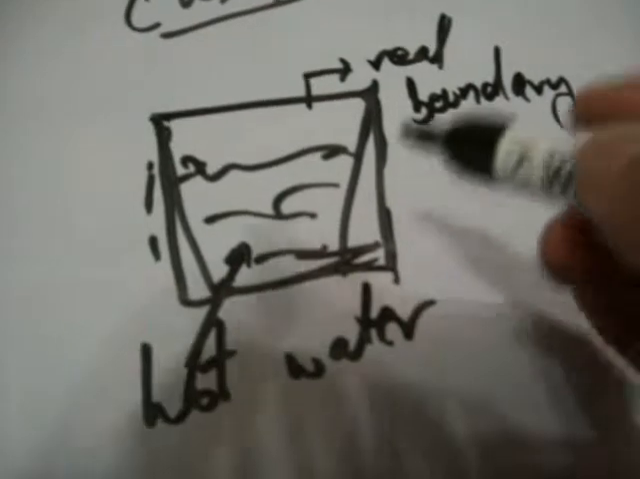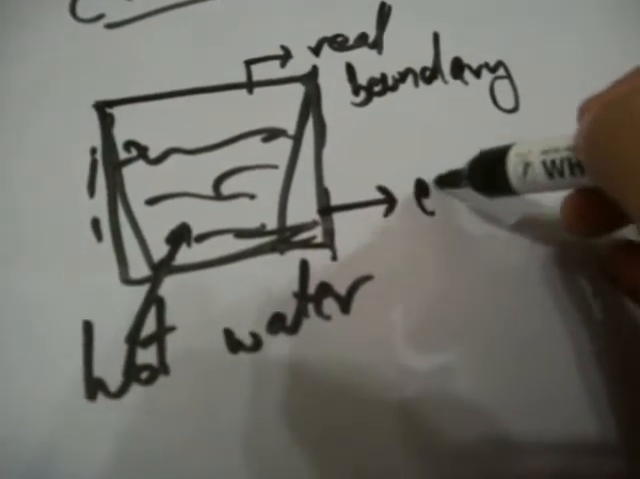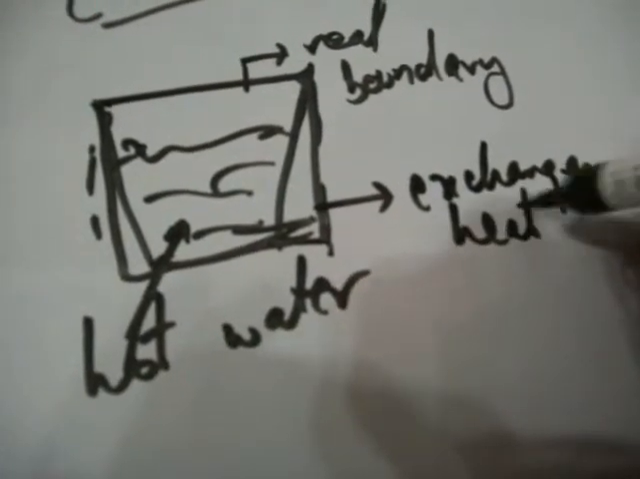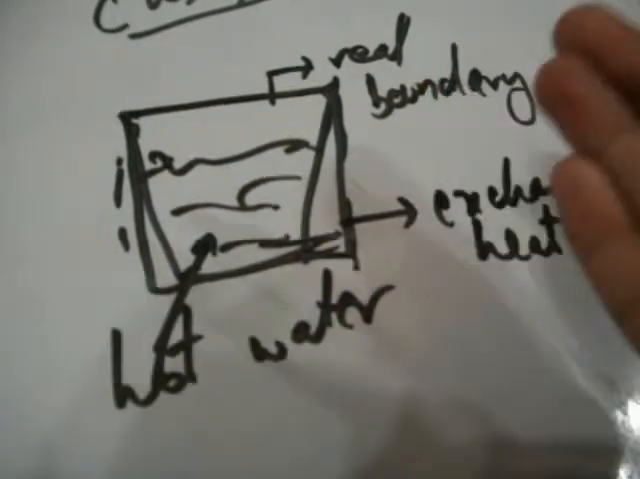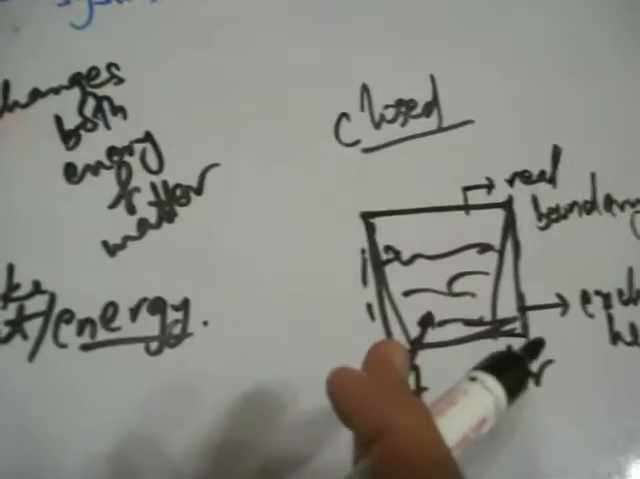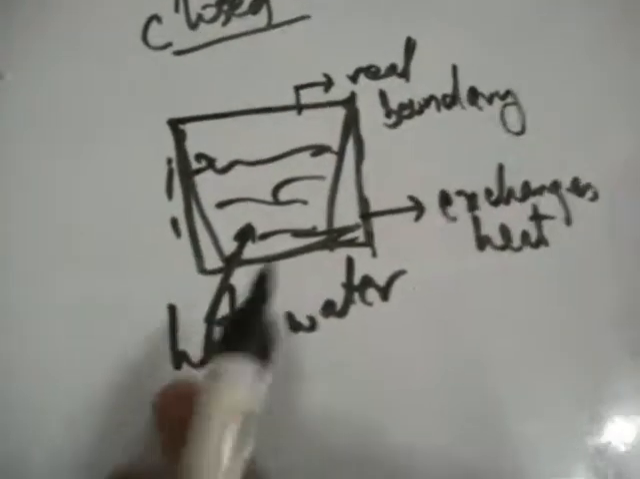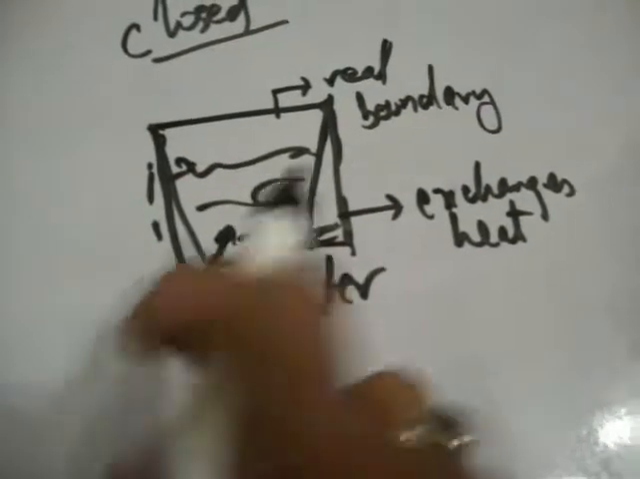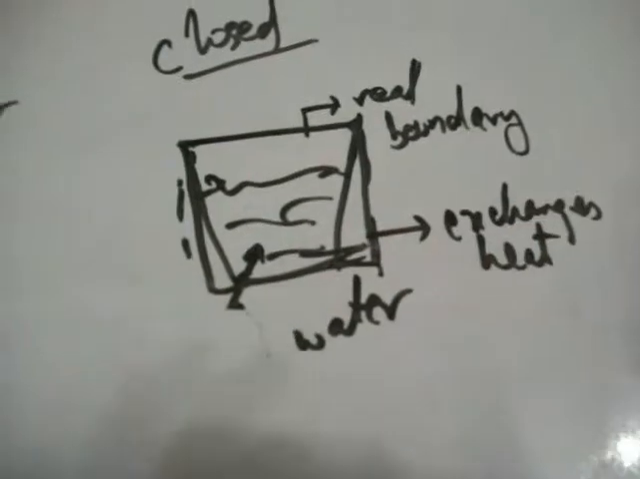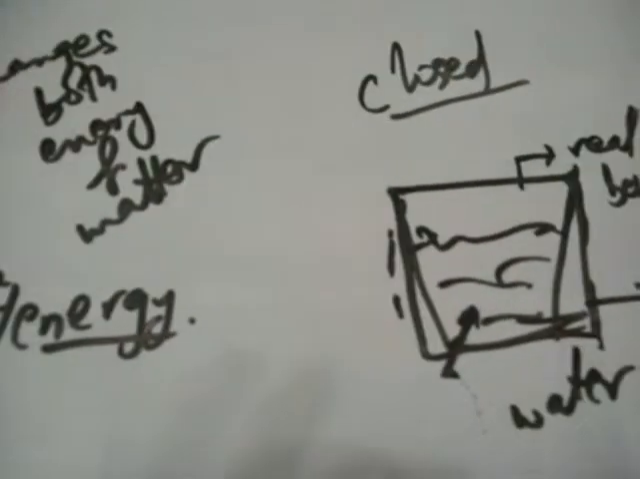So basically this time it can exchange heat, but it cannot exchange matter. So this is the basic difference between the open system and the closed system. The open system can exchange both heat and matter. The closed system only exchanges heat but not matter. And even if there is not hot water, only cold water, it will again take in heat from outside and evaporate, but it cannot exchange matter with the surroundings. It is closed to the surroundings. That's the basic difference between open and closed.